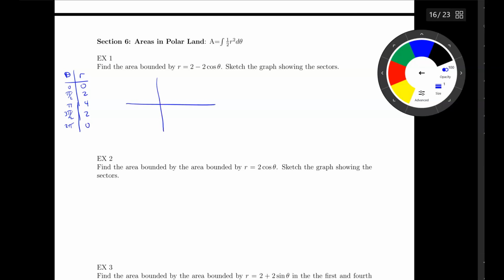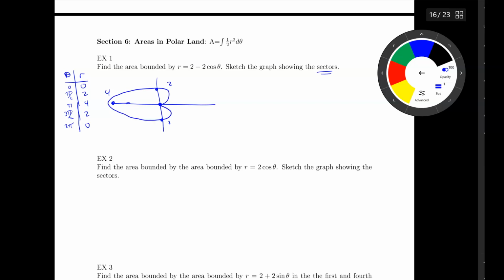Okay. So angle 0 is r equals 0. Angle pi over 2 is 2. Angle pi is back here at 4. Angle 3 pi over 2 is at 2. And angle 2 pi is at 0. Because I know it's a cardioid, I know it looks like this.